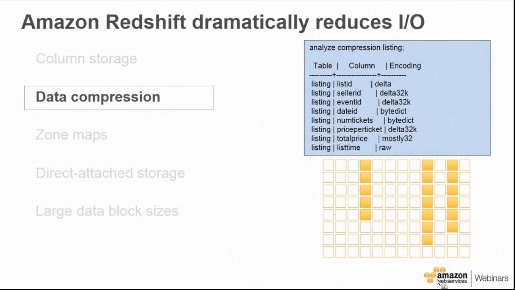Columnar storage also allows us to do very high levels of data compression. So imagine a gender column with just 2 fields. You can achieve quite a bit of compression in a columnar format. And typically we see customers getting 4 to 8 times compression ratio with Redshift.